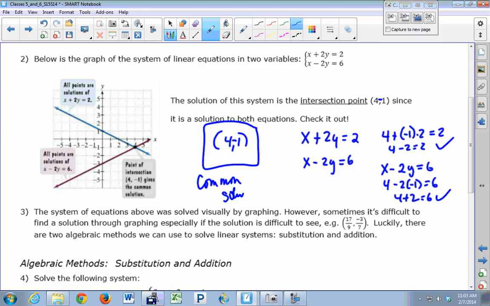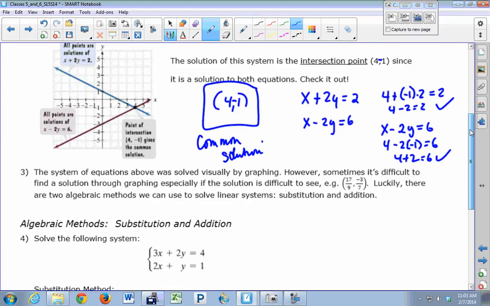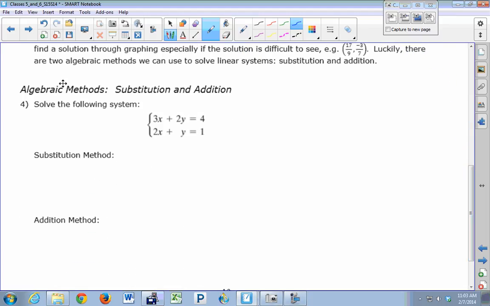Now, the problem with graphing, this is usually the first method that you're taught when you're first learning about solving systems, is you solve through graphing so that you have a visual representation of the solution. But it's really kind of hard if you have a solution like 17/9 for x and -3/7 for y. You're not going to be able to get those values off of a graph unless you have GeoGebra and you ask it to tell you the value, right? So when we're solving systems, we usually rely on an algebraic method.